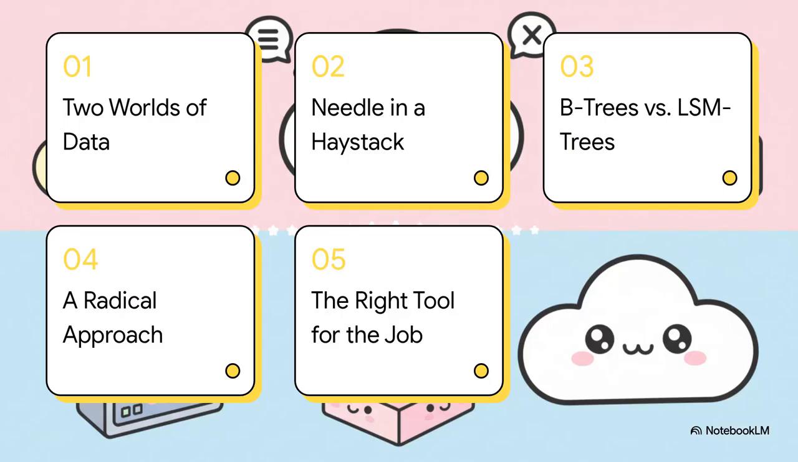So here's how we're going to break it down. First, we'll explore these two worlds of data from a high level. Then, we'll dive deep into that pit crew challenge, finding a needle in a haystack. We'll look at the two main ways to do that, B-Trees versus LSM-Trees, before we switch gears and see the totally different approach of the geologists. And finally, we'll wrap it all up by figuring out how to pick the right tool for the job.